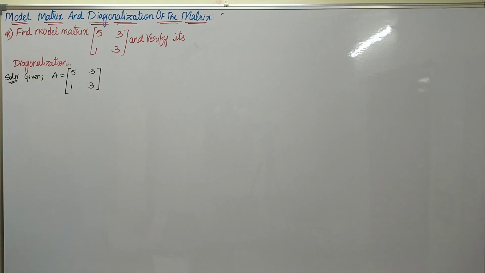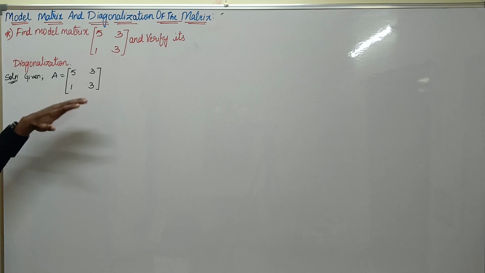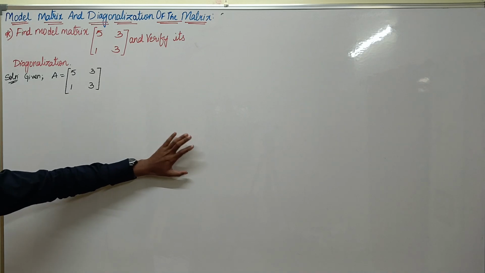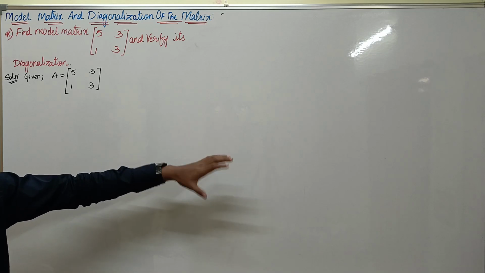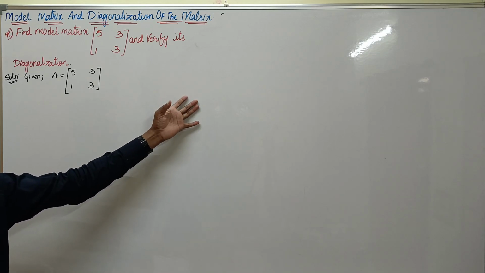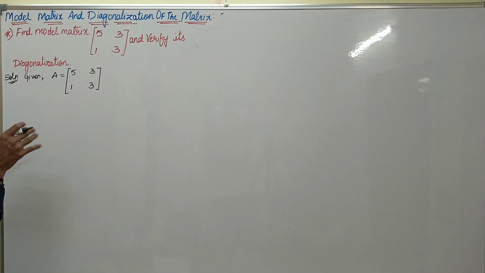To find the model matrix, we need to find the eigenvalues and eigenvectors. Whatever values of eigenvectors we get, if we represent these eigenvectors as a matrix, that matrix we call the model matrix. So let us find the eigenvalues first.